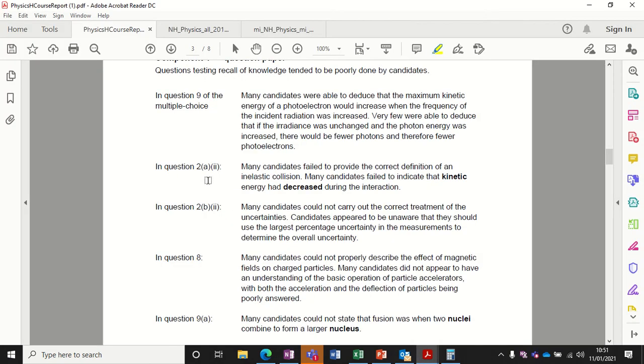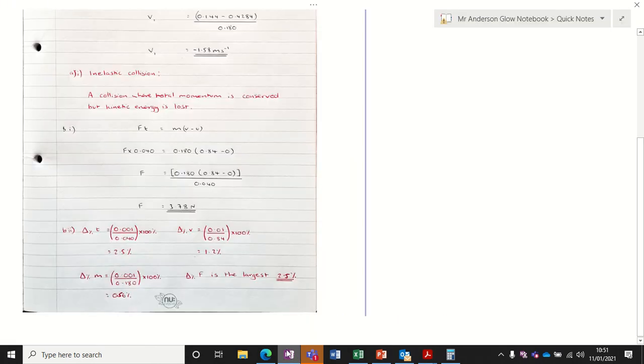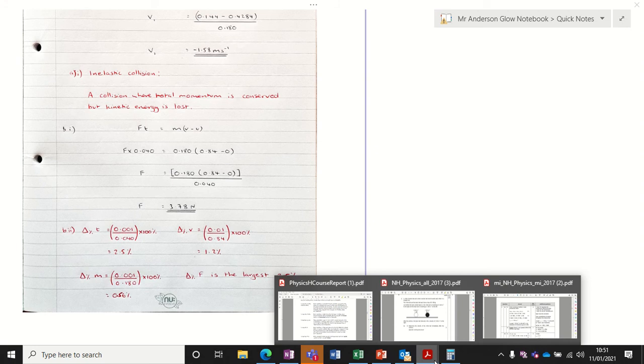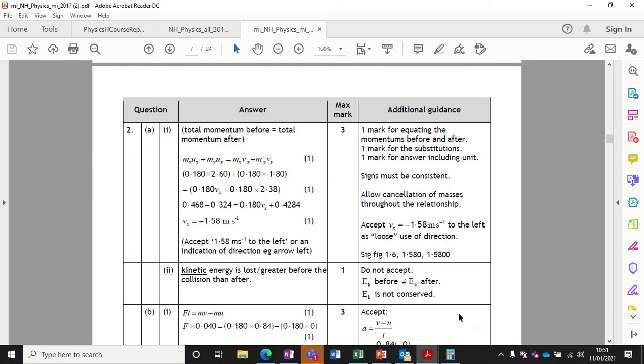So in 2A2, many candidates failed to provide a correct definition of an inelastic collision. Many candidates failed to indicate that kinetic energy had decreased. So my answer, I've put a collision where total momentum is conserved but kinetic energy is lost. Does that answer it? Well, what I do is I go to the marking instruction and I look at part 2. Kinetic energy is lost or greater before the collision than after.